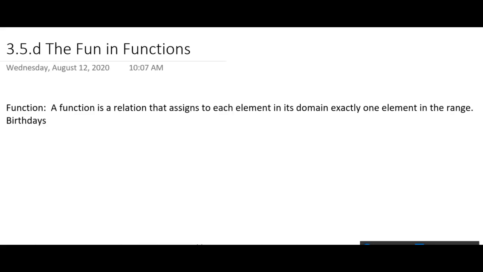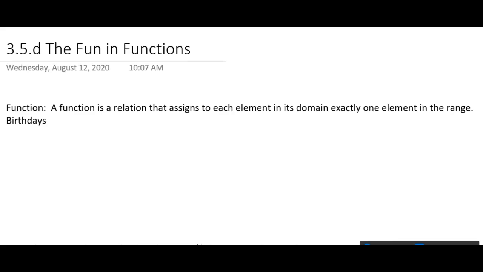Birthdays. Each individual person maps to a specific birthday. You can't be born on 2 different days, I don't think. So you only get one birthday. That is an example of a function. Now, if you were to go the other way and say, how many people are born on August 13th? Well, there's probably a lot of people born on August 13th. So if you were mapping the other way, that wouldn't be a function.